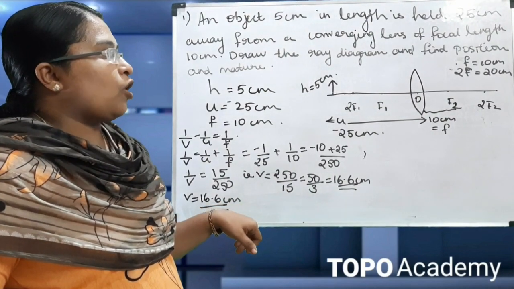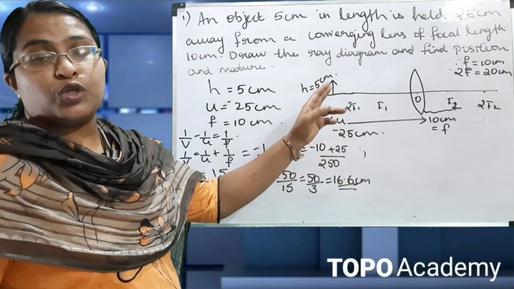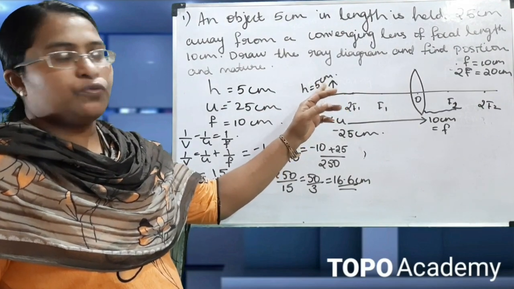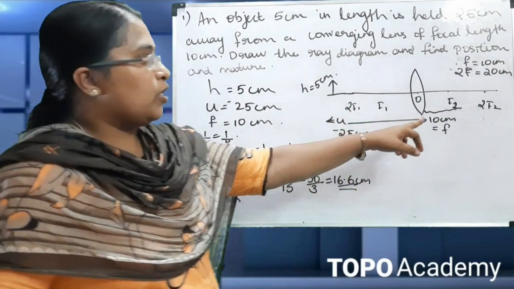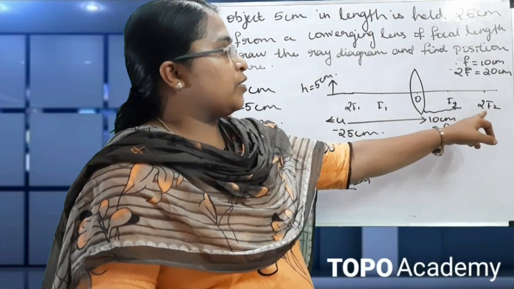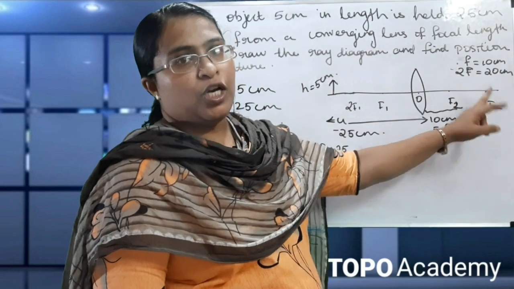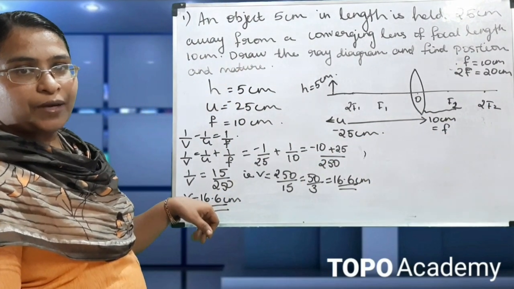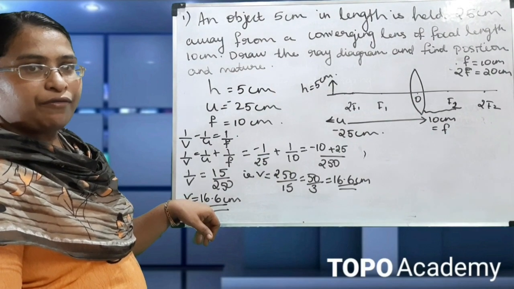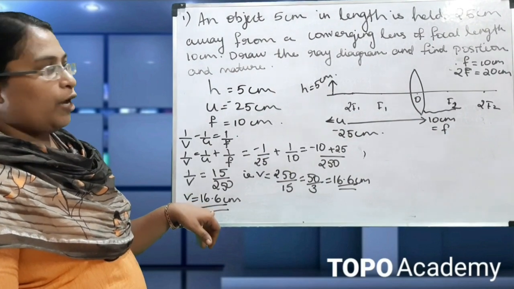So when we place the object beyond 2F1, the image is formed between F2 and 2F2. The distance of F2 is 10 centimeter and the distance of 2F2 is 20 centimeter. So V is 16.6 centimeter, which means the image is formed between F2 and 2F2.